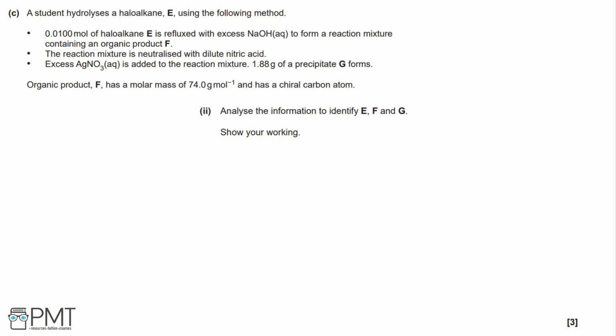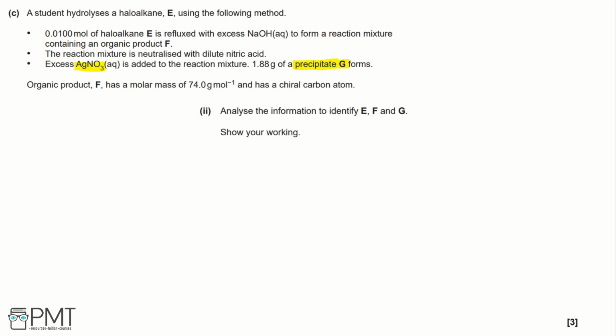Part 2. Analyse the information to identify E, F and G. Show your working. Let's start by working out G. So G is formed when you're adding silver nitrate to a reaction mixture and you're forming a precipitate. So this is a test for a halogen, and depending on the different colours of the precipitates, a different halogen will form. So we know that we're going to have silver and a halogen as our precipitate G.